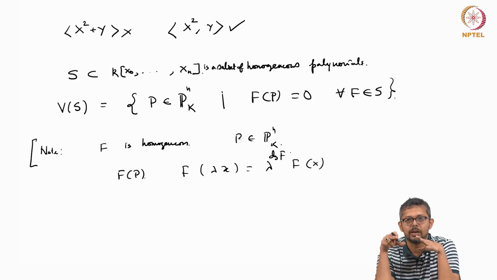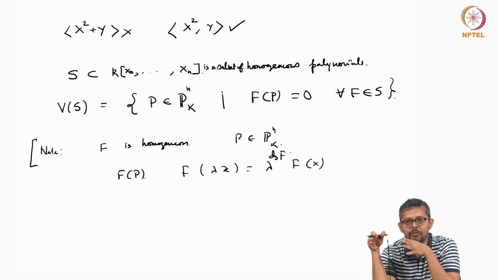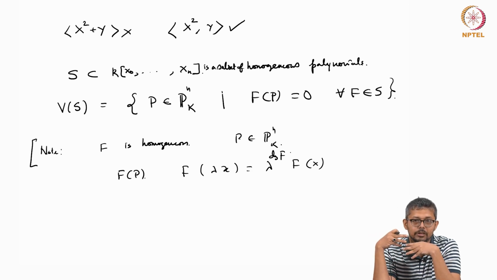Then f by g makes sense. Then f of lambda x by g of lambda x will be lambda power degree f of x by lambda power degree g of x. But since the degree of f and degree of g are the same, they will cancel out and it will be f x by g x. So it will make sense. Those will be regular functions. Regular functions are defined like that.